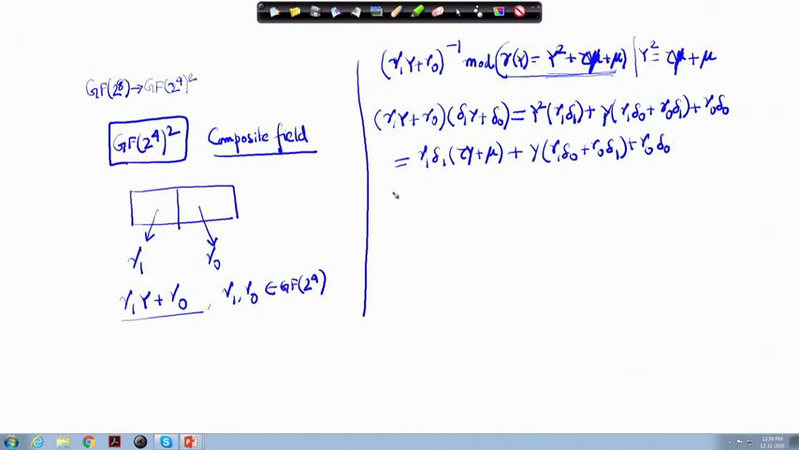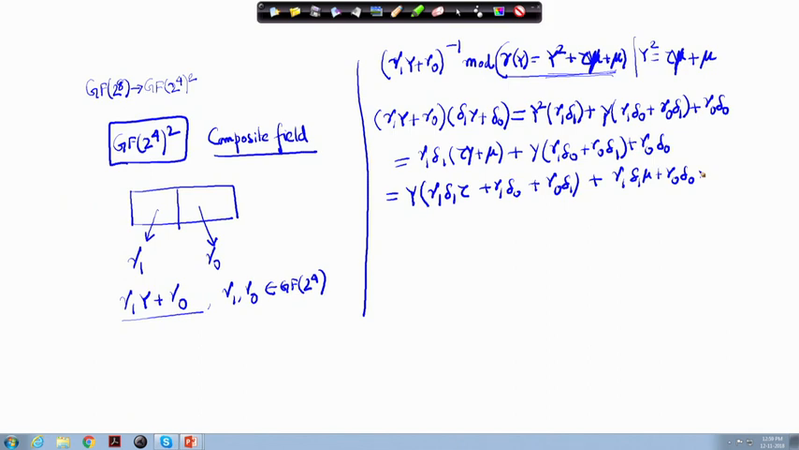Okay. So now if I just combine, then I take out and bring the coefficients of y at one place. Then I have gamma 1 delta 1 tau plus gamma 1 delta 0 plus gamma 0 delta 1, plus the constants, which is gamma 1 delta 1 mu plus gamma 0 delta 0. Okay. So this is what we have when we are doing this multiplication operation.